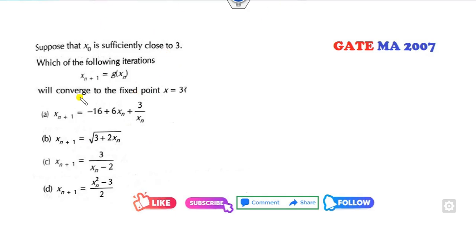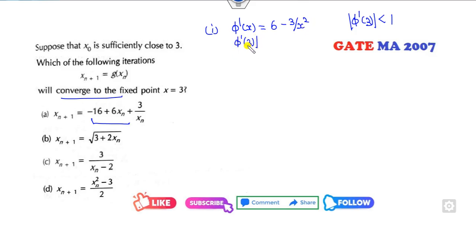Anyhow, it converges. What is the condition for the convergence? Phi dash at the point 3 should be less than 1. So this is my phi. Fine. So what is the derivative of this phi? 6 minus 3 over x square. What is the derivative at the point 3? It will be 6 minus 1 over 3, which is greater than 1. It means this is divergent. So the first option is cancelled out.